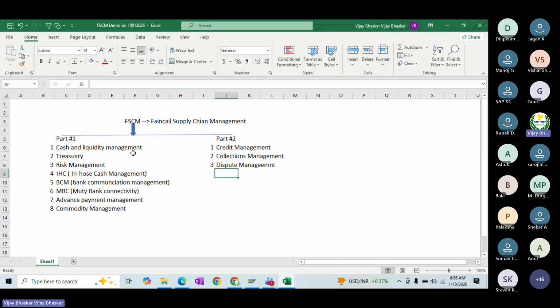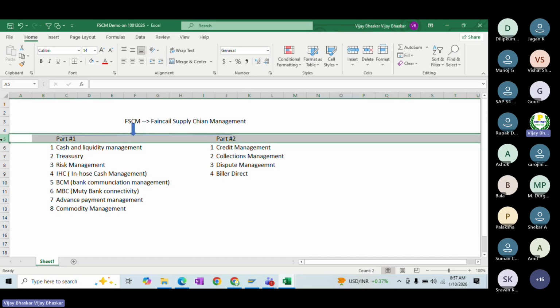There is also one more topic in part two which integrates with the Java application: Biller Direct. Biller Direct is the application used for sales-related activities. So this is part one and part two. Please kindly understand this.